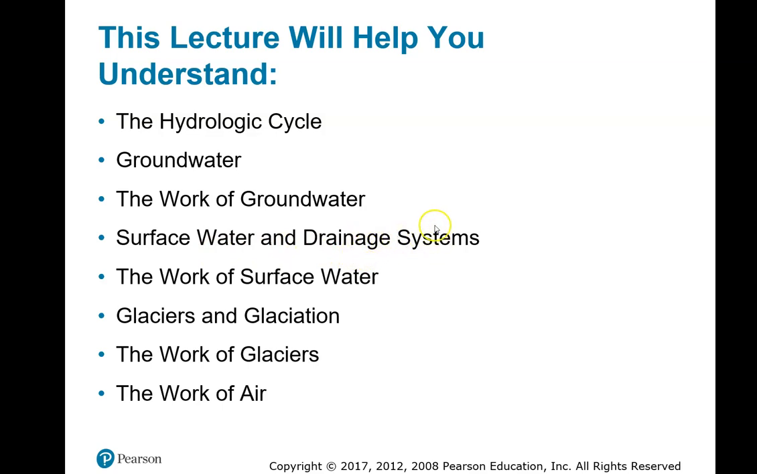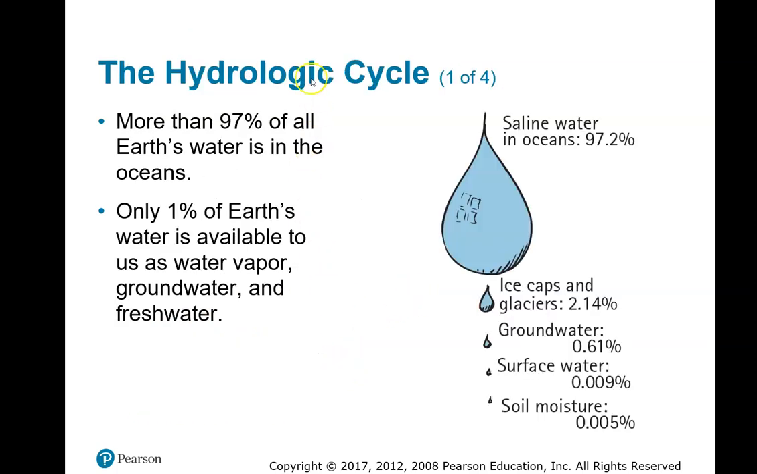What happens, the deltas that form, for example, at the base of a river, right before the river spills out into a large body of water like a bay or an ocean. The work of surface water, what the surface water does to the land, what glaciers and glaciation have done to the land, and are still doing, by the way. And of course the work of glaciers, and then the work of the air. All right, so let's start off.